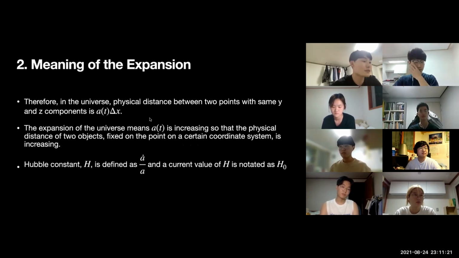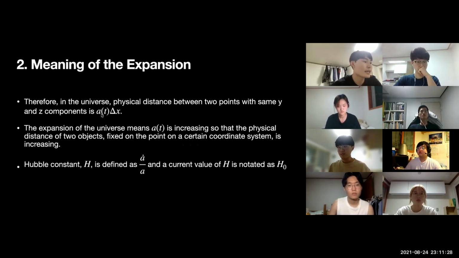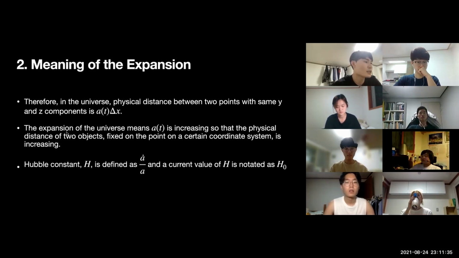Therefore, in the universe, the physical distance between 2 points equals a times the difference of the components. And the expansion of the universe means that this a is increasing over time, so that even if there is no movement for that object, the distance between 2 points is increasing over time.